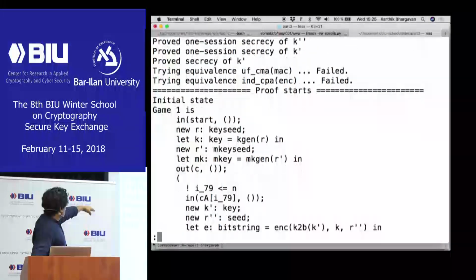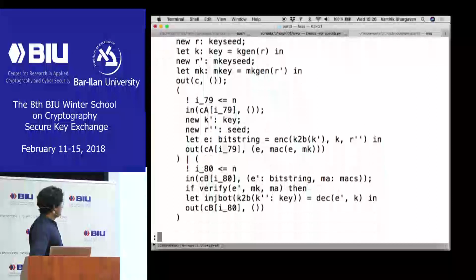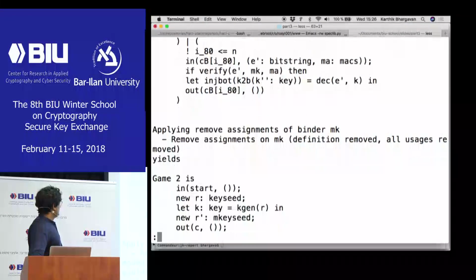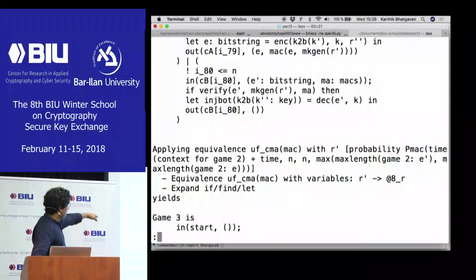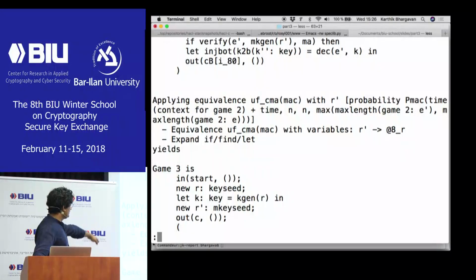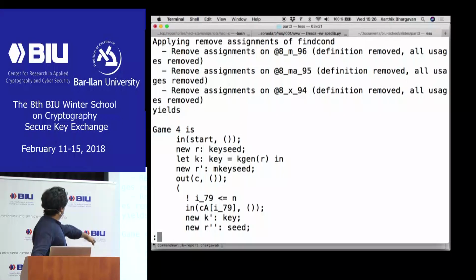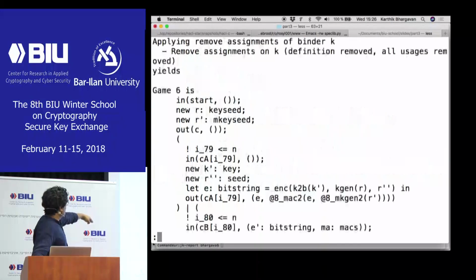and then it says, okay, I'm now going to start the proof. This is my initial game, game 1, which looks like this. Then it says game 2 is what the transformations I did give. Now I got game 2. Then I applied the UF-CMA assumption right here, and I used some other expansions, and I got game 3. Then I applied some other simplifications based on what the meaning of find is, and I got game 4 and so on. So you can keep going.